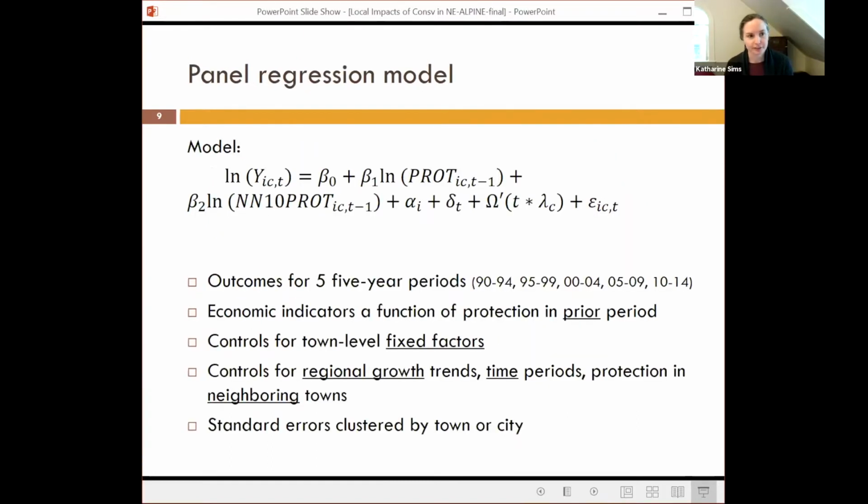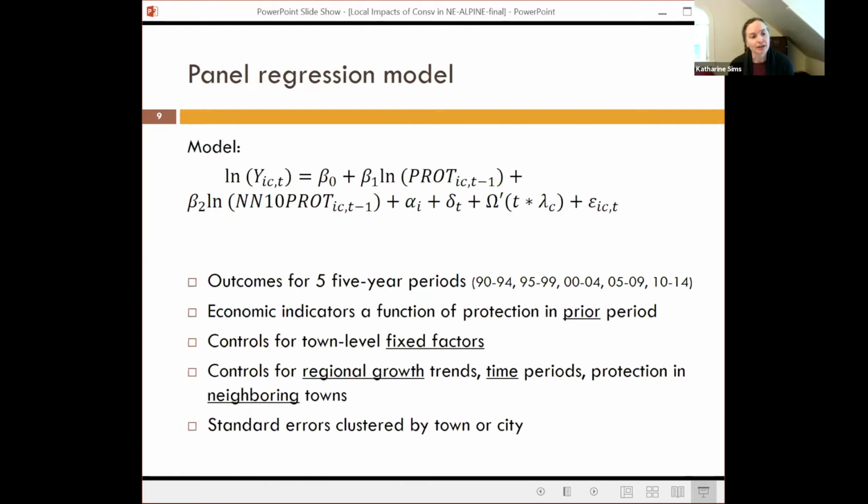Okay, so putting a little academic in the academics for land protection title here, you get an estimating equation, but the main reason that I show you this is to try to emphasize the timing of our model. What we're doing here is using a standard panel regression model with town or city level fixed effects. Again, the data is broken up into five-year periods.